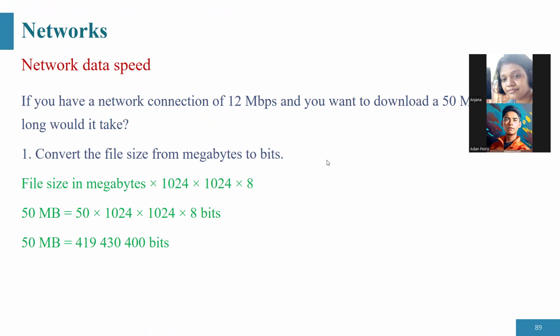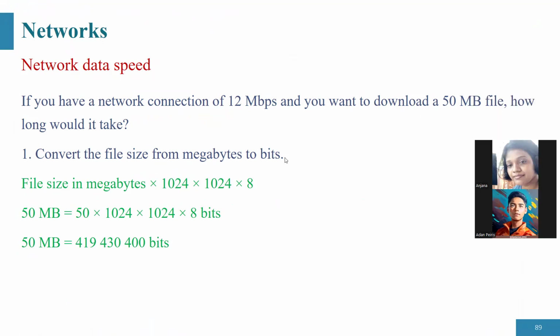Yeah, miss. Okay, now see here, this is the network data space. First, we have to approach it like mathematics or science. First, which data do we have? We gathered it first. We know the network connection is 12 megabits per second, and the downloaded file is 50 megabytes.